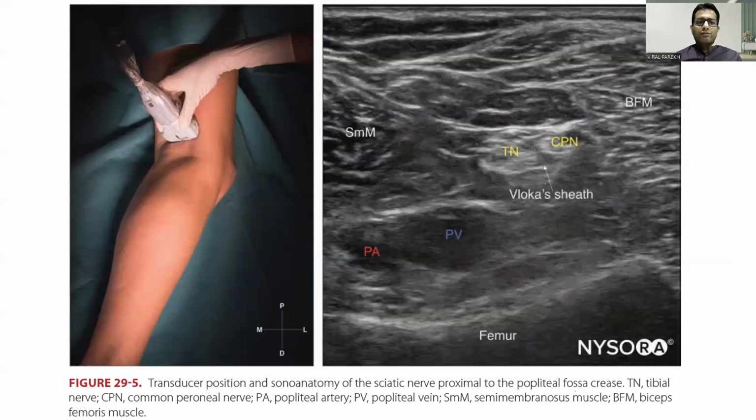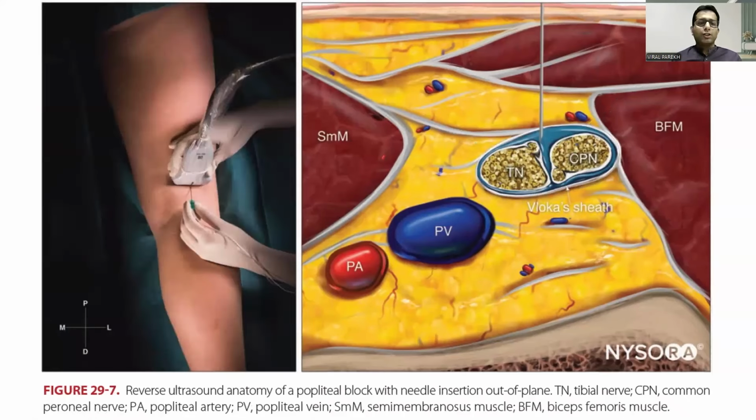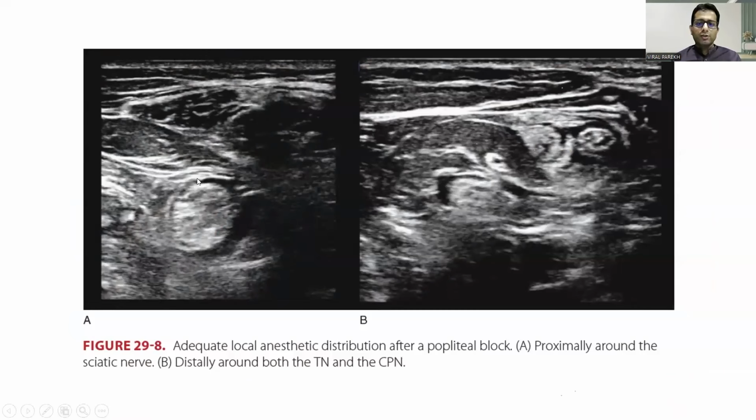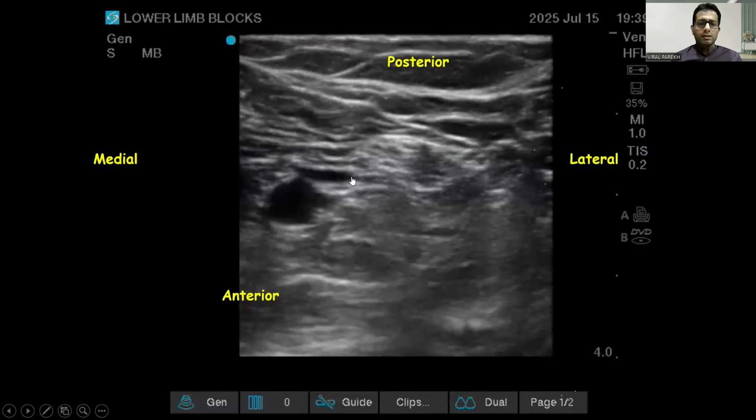For the ultrasound probe, we keep the probe at the popliteal fossa and move the transducer more cranially until we see the bifurcation of the sciatic nerve into the tibial and the common peroneal nerve. We deposit the drug by piercing the paraneural sheath. We can do it via an in-plane or an out-of-plane approach. This picture shows the classical local anesthetic deposition around both components. We need to deposit the drug in the subepimysial perineural compartment. We puncture the paraneural sheath and deposit the local anesthetic, which covers both the tibial and the common peroneal nerve. So this is the ultrasound image.